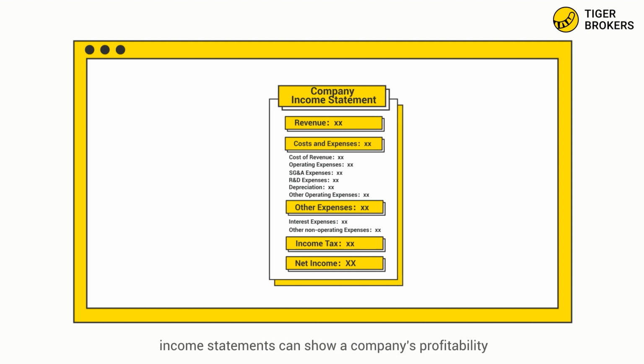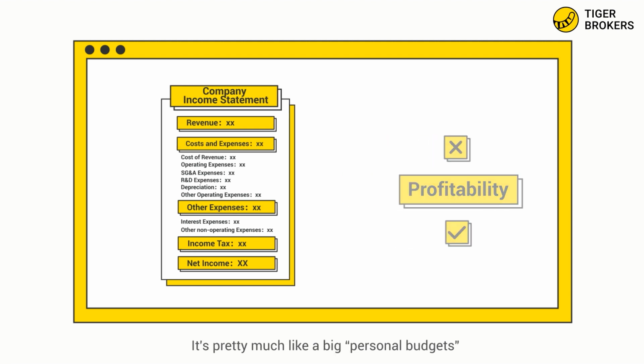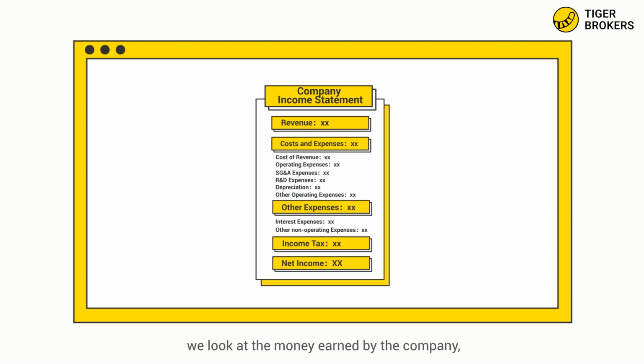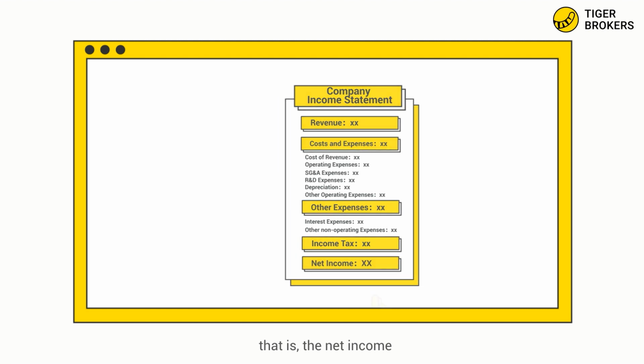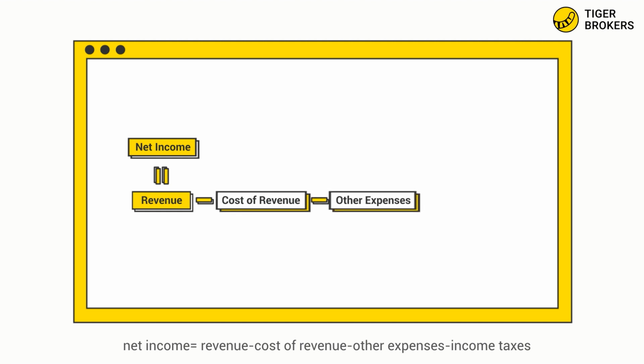We have learned that income statements can show a company's profitability and can tell us whether a company earns or loses money. It's pretty much like a big personal budget. In a personal budget, we focus on the money we saved every month. In the income statements, we look at the money earned by the company, that is, the net income. The equation is net income equals revenue minus cost of revenue minus other expenses minus income taxes.